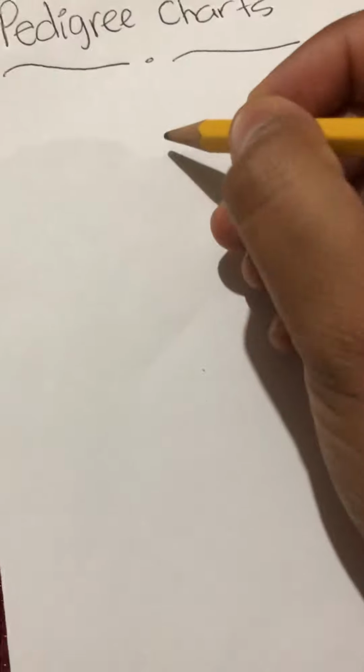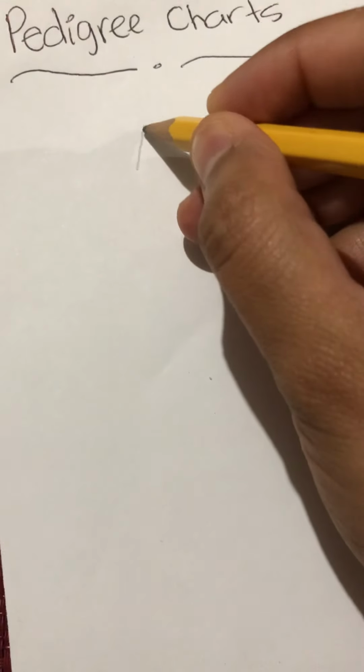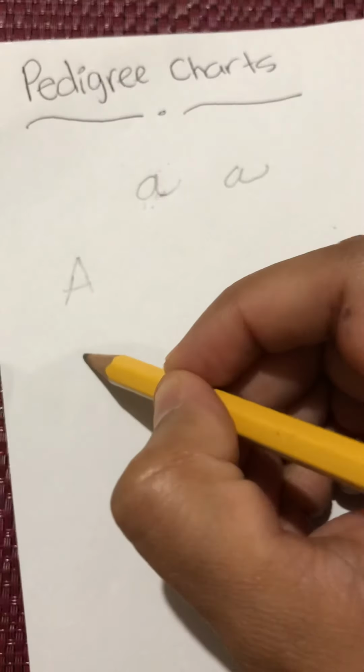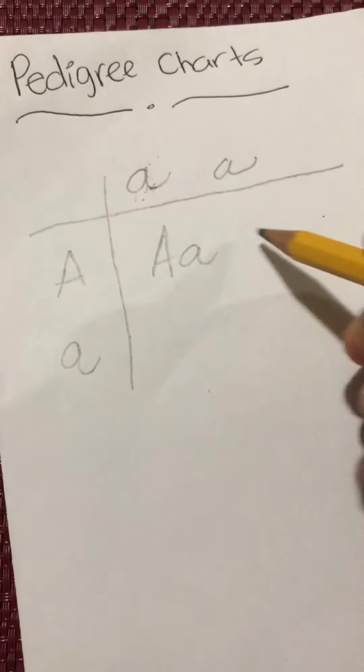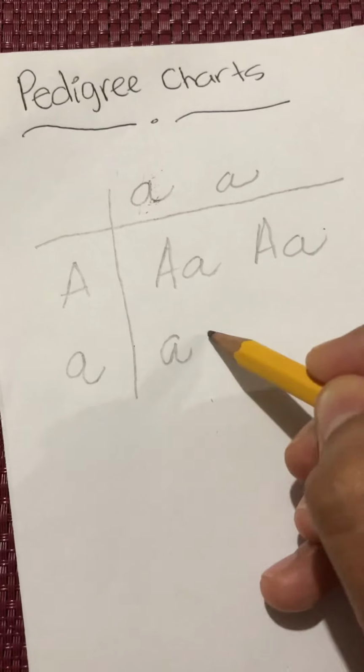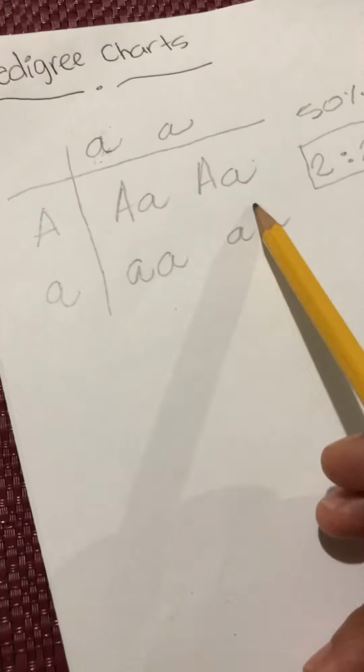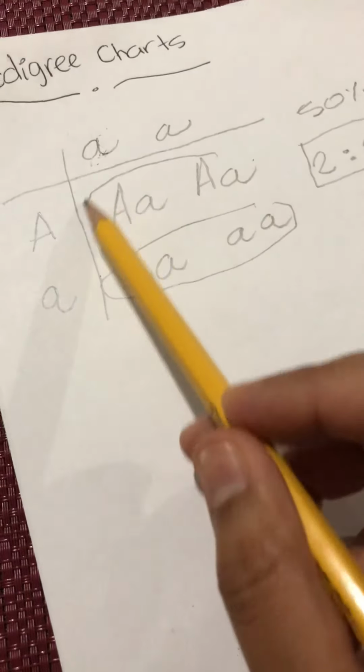Why? Using a Punnett square. If I have a male that is lowercase a, lowercase a, and a female heterozygous, that means that when they reproduce, I'm going to have half of them. My ratio is going to be 2 out of 4. Half, or 50%, are going to show the disorder, and the other 50% are going to have normal genes.